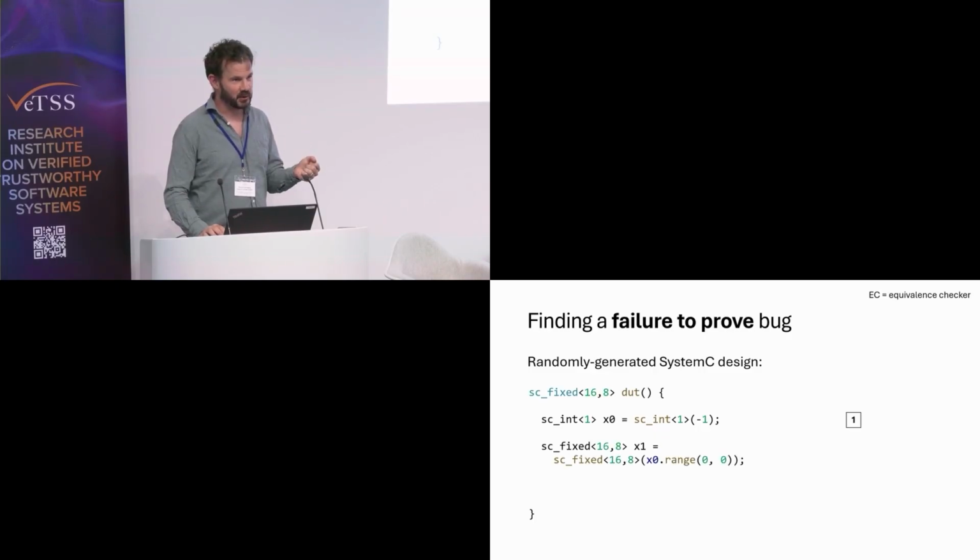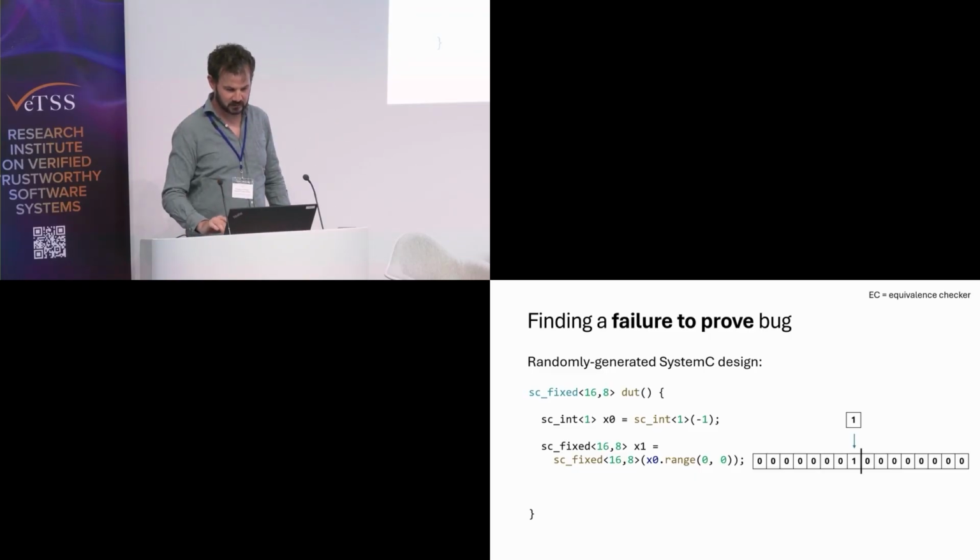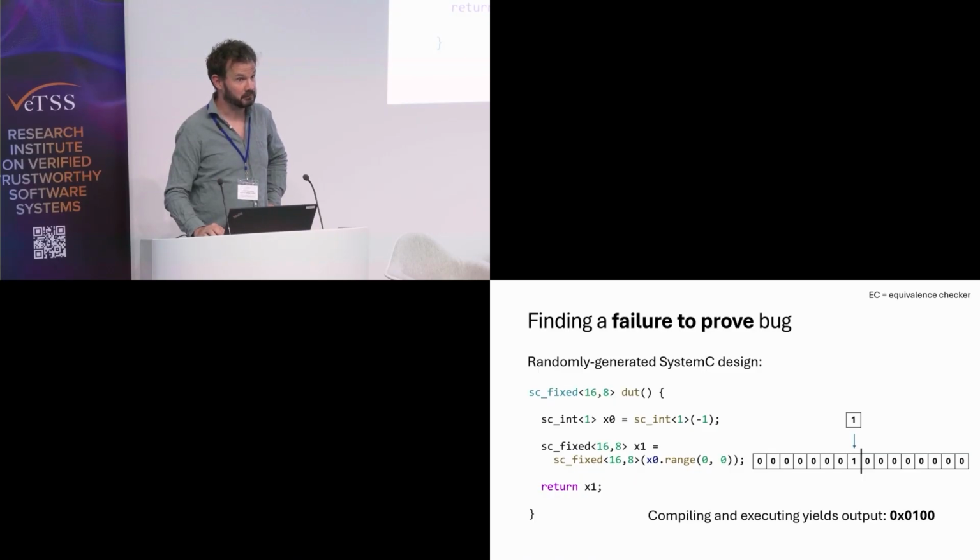Then we declare a fixed point number that is 16 bits long with an 8-bit integral component, and we assign it to our number x0 at indices 0 up to 0. We assign it to the number 1. And what this does in SystemC is it actually sets the integral part of that number to 1. So we should expect our number to have 7 zeros and a 1, because the integral part is 1, and then 8 zeros. So we should expect to get this binary result for x1, and then x1 is returned from DUT. So we should expect DUT to return the number in hex 0100.